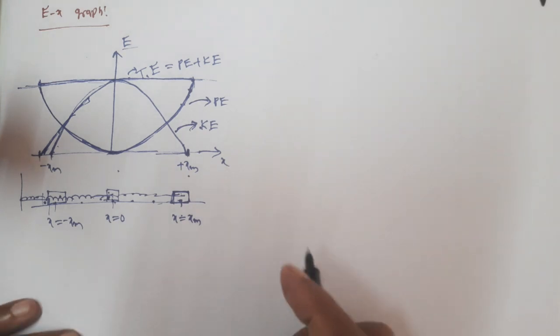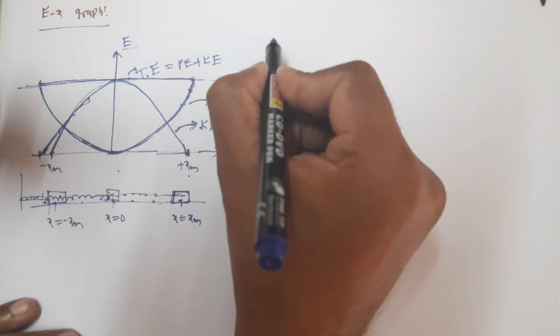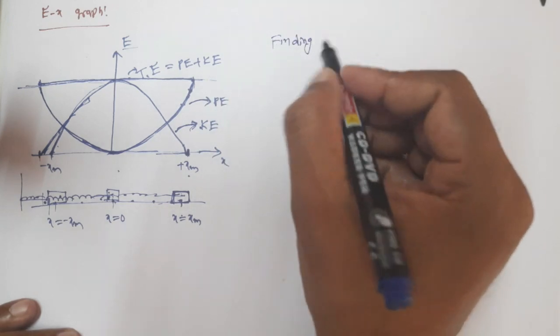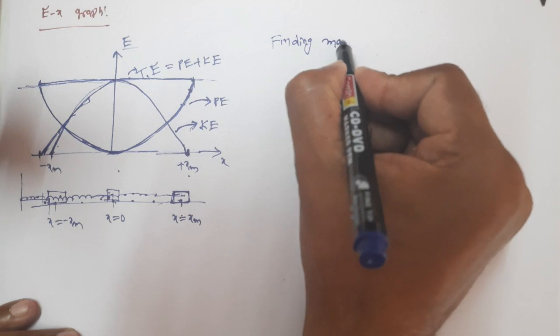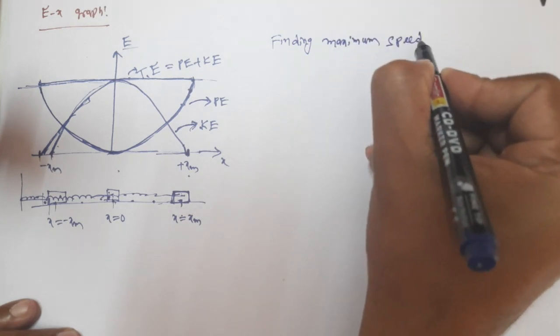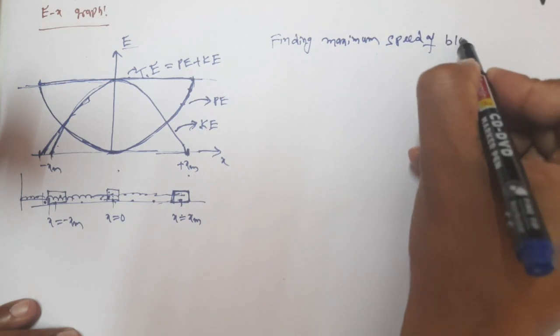Now let us find the maximum speed of the block attached to the spring.